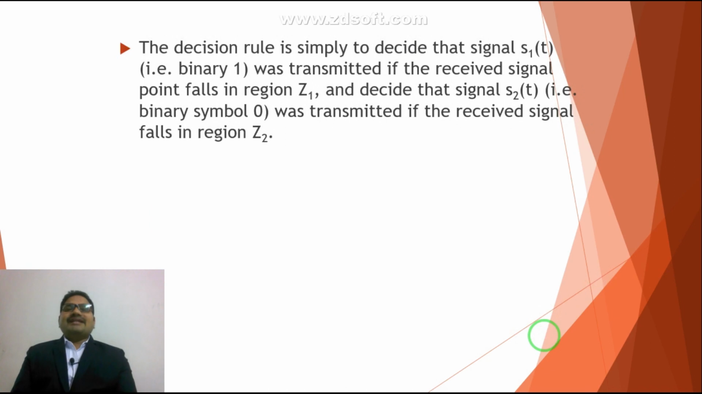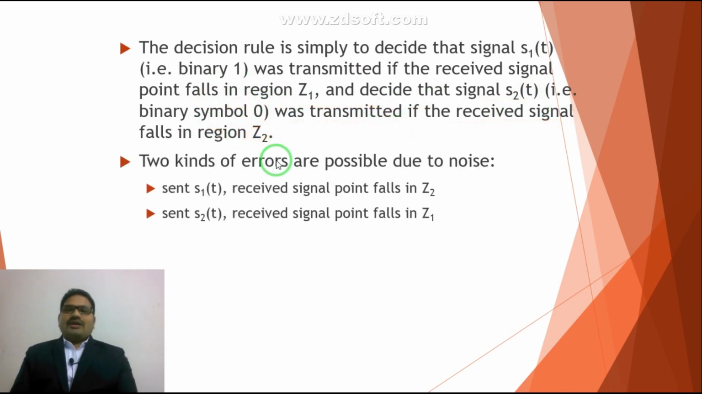So it simply decides that S1 of t, which is your binary 1, was transmitted if the received signal falls in the region Z1, and it decides that signal S2 of t, that is binary 0, was transmitted if the received signal falls in the region Z2. There are two kinds of errors possible due to the noise. That is, if S1 of t has been sent but it falls in the Z2 region, then how can we recognize whether the bit is a 0 or 1?